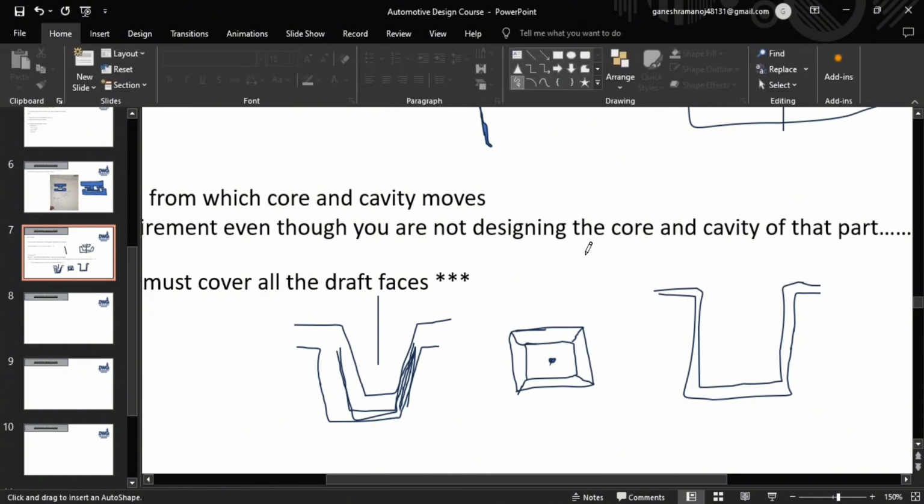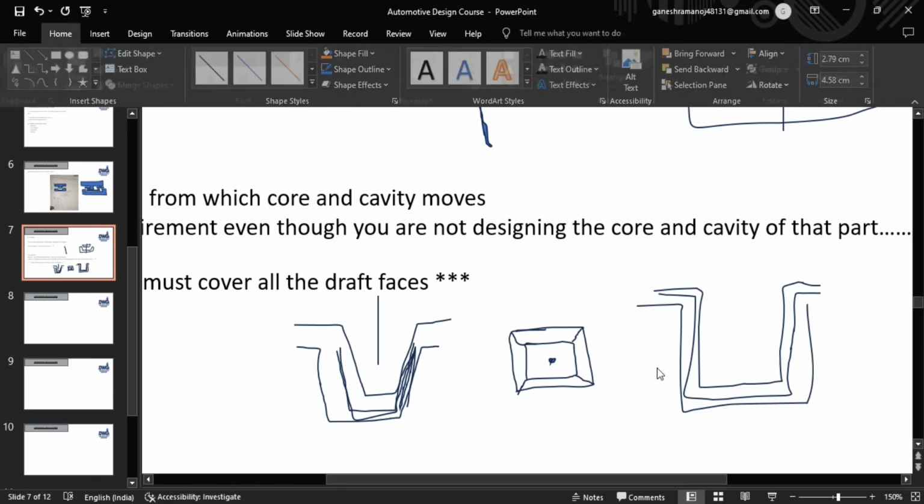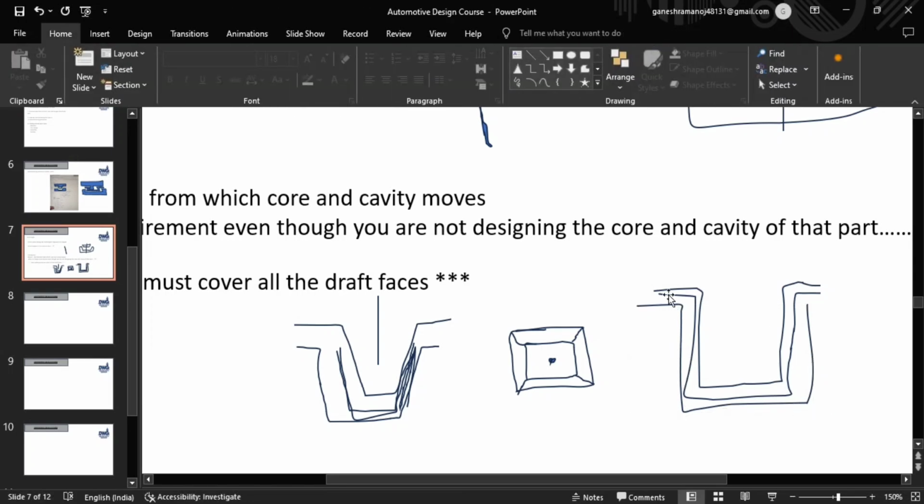So you know how the injection molding process works, right? The core is in a stable position and you have a cavity of your part here, and the upper cavity is moving. If it has straight walls, after the solidification of the plastic part, the plastic material will stick to these walls, and it will take more time or more ejection force, right? So in order to overcome all these problems, we are giving the draft faces.